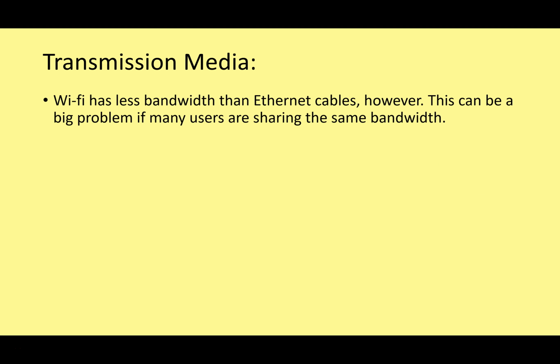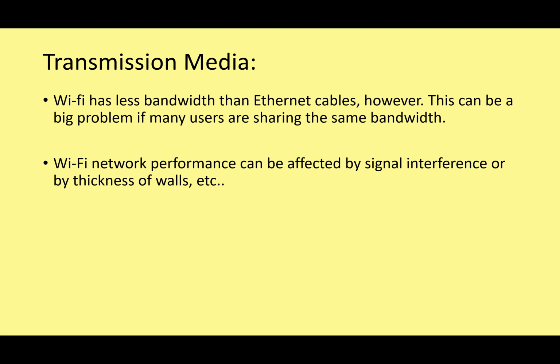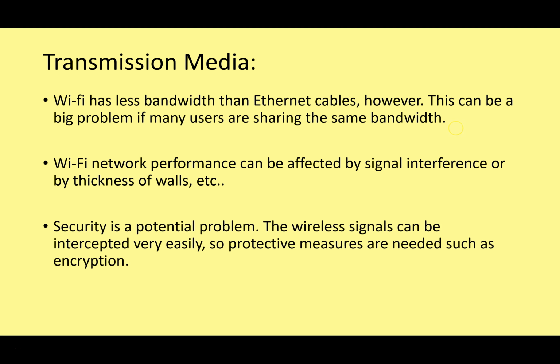However, Wi-Fi has less of a bandwidth than Ethernet cables. This can be a big problem if many users are sharing the same bandwidth. And I'm sure you've experienced that. Lots of people are using their devices at the same time. This is really going to cut into the bandwidth that's available. Wi-Fi performance can also be affected by signal interference, the thickness of walls, etc. So Wi-Fi connections aren't as reliable as wired connections.